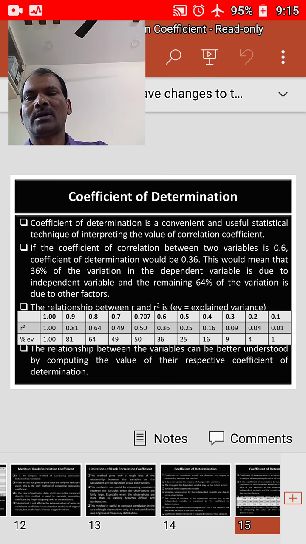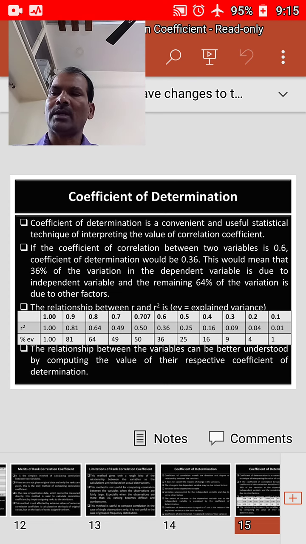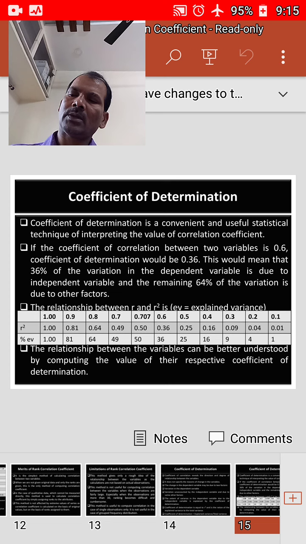The relationship between r and r square, we'll see in the table. If you look at the ppt, you will find that r equal to 1 gives r square 1 and percentage of explained variance 100%. 0.9 gives 0.81, that is 81%. 0.8 gives 0.64, that is 64%. 0.7 gives 0.49, that is 49%. 0.707 gives 0.50, that is 50%.